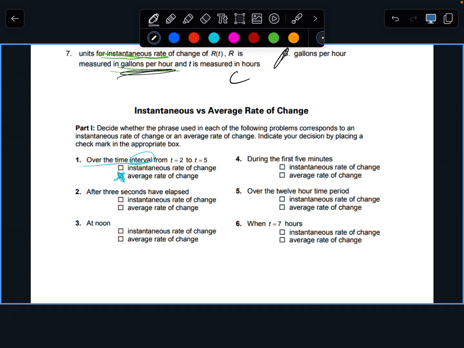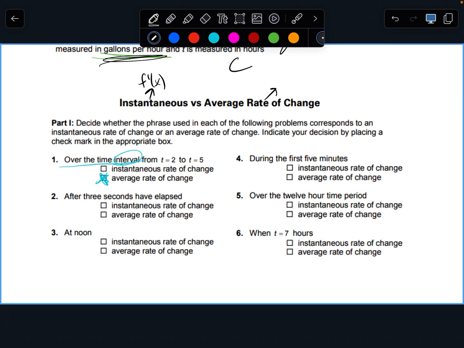So maybe to back up a little bit. Instantaneous would be like the derivative, F prime. Average rate of change, that's just like your slope formula. Because remember when we did the mean value theorem? Mean value theorem is when the instantaneous equals the average.